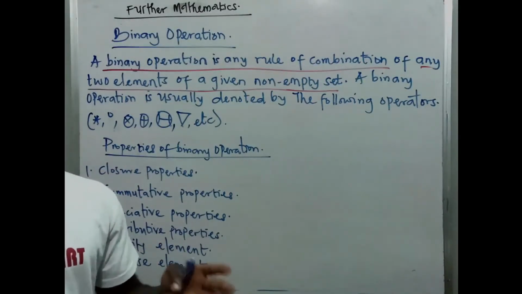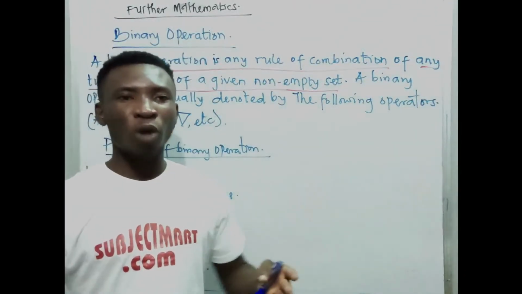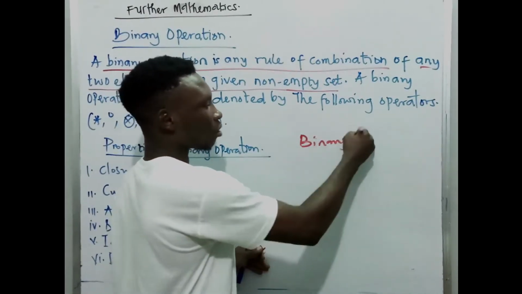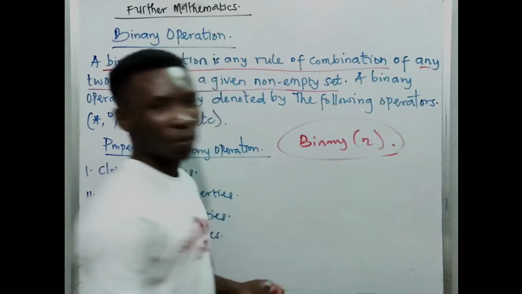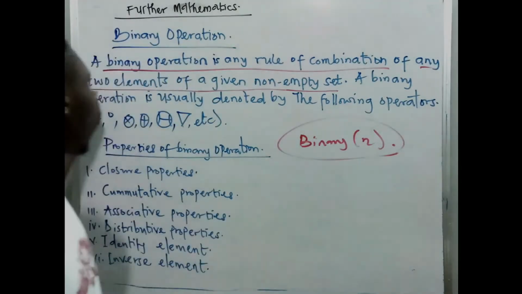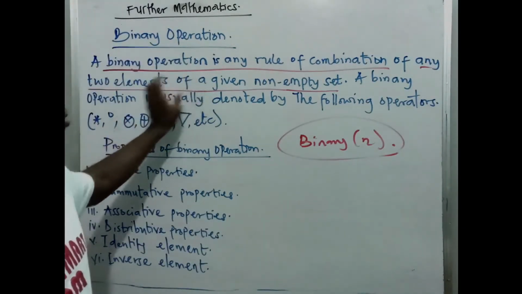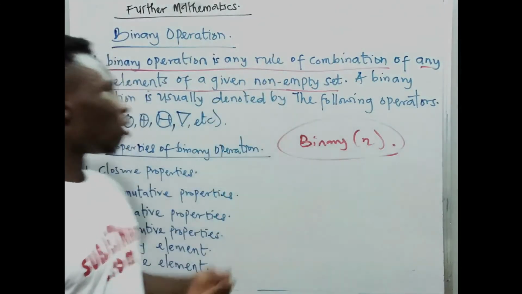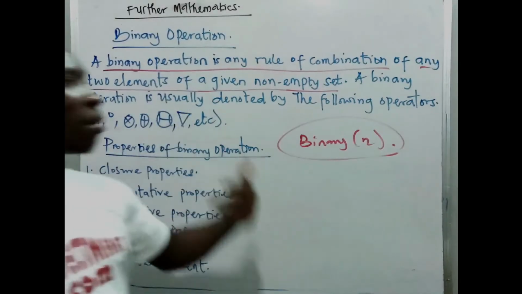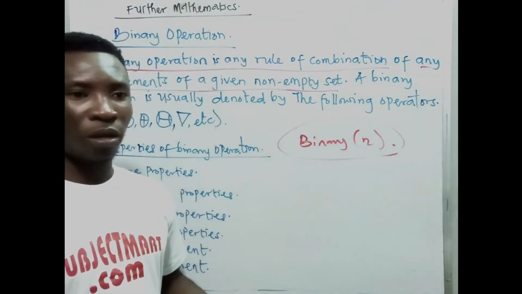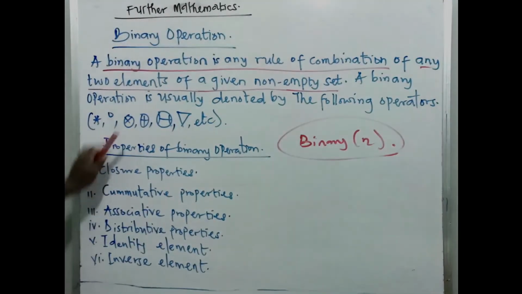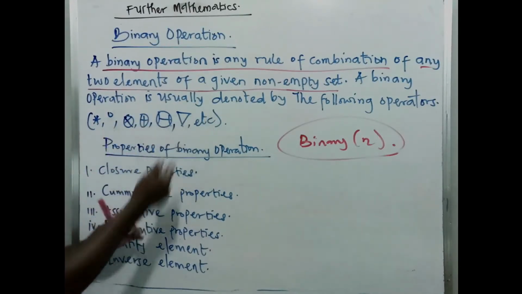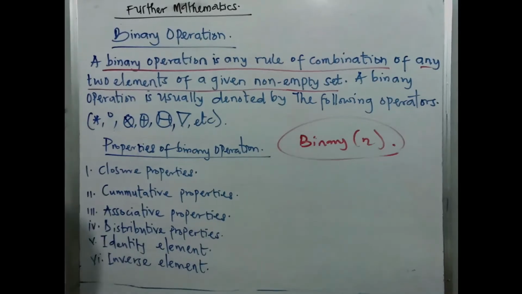And binary gives us the concept of 2 as a number. Whenever we hear about binary, we talk about the number 2. So, talking about binary operations, we deal with the combination of two elements of a non-empty set. Now, let's proceed. A binary operation is usually denoted by different operators. So we can have the asterisk, the degree, the multiplication, the addition, etc.